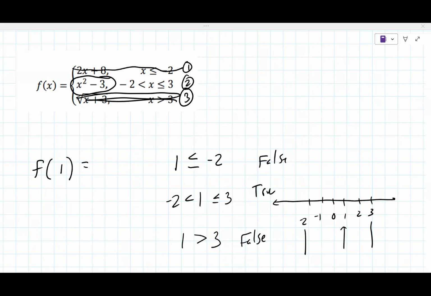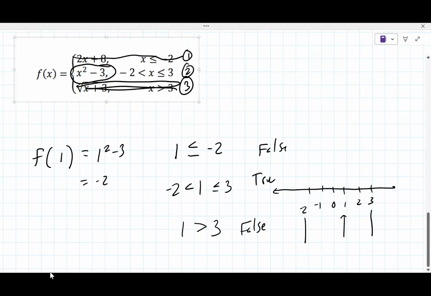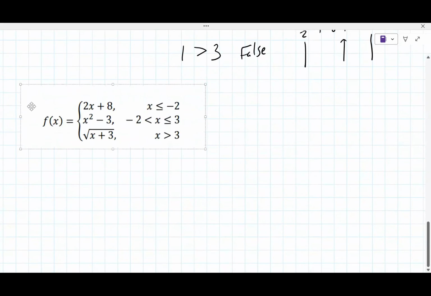-2. It is -2. Very good. 1 squared minus 3 is -2. All right, let's take a look at the same piecewise function, and let's have you find f of 6, please. You have to decide which piece you're going to use and why.